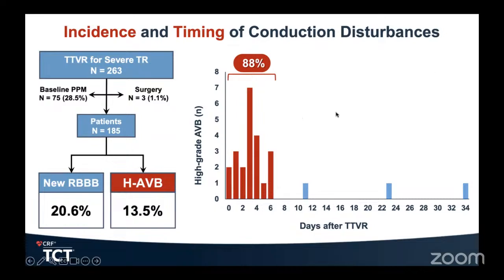On the right, you can see the timing of such conduction disturbances. These are all the high-grade AV blocks that occurred within the first month after TTVR. As you can see, most of them occurred in the first week after TTVR, 88%, with other 3 events recorded later, up to 34 days. So clearly, the period where most of these conduction disturbances can occur is the first week.